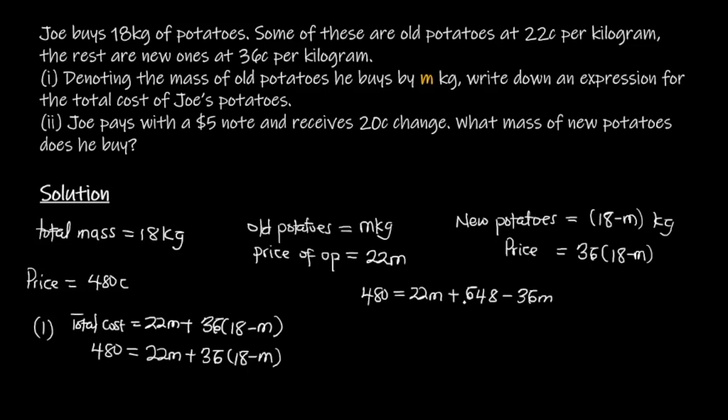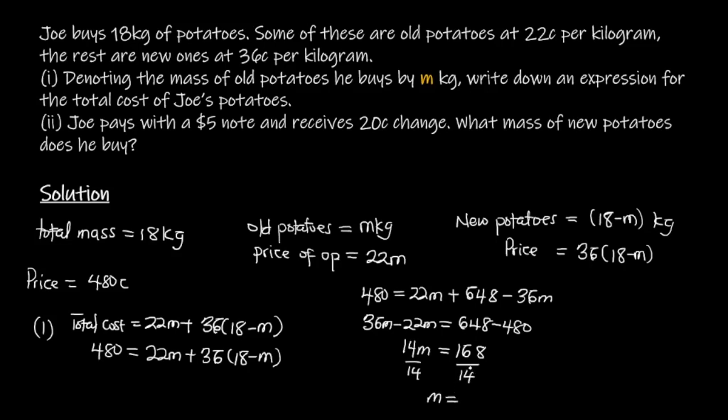So we have 36 here, we have 22 here. Let me bring the m to the other side of the equal to sign. So I'll have 36m minus 22m to be equal to 648 minus 480. Alright, so 36m minus 22m will give me 14m is equal to 648 minus 480 will give me 168. So I divide both sides by 14.